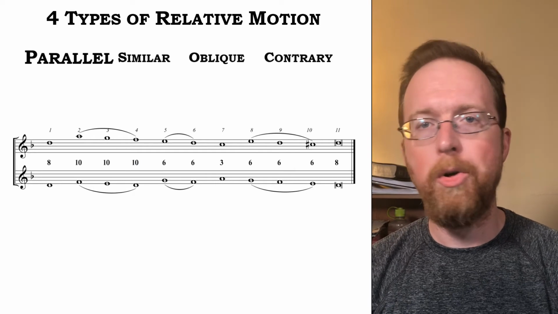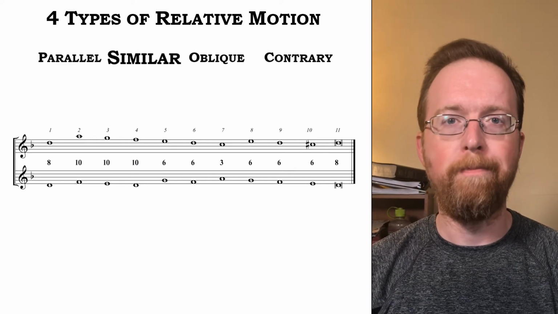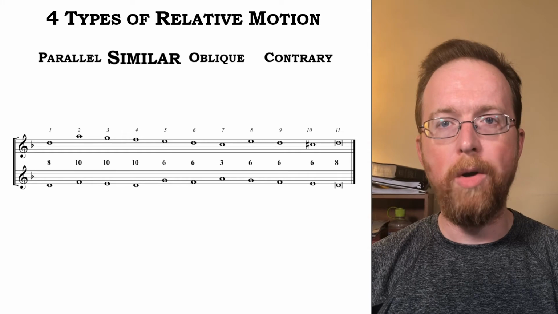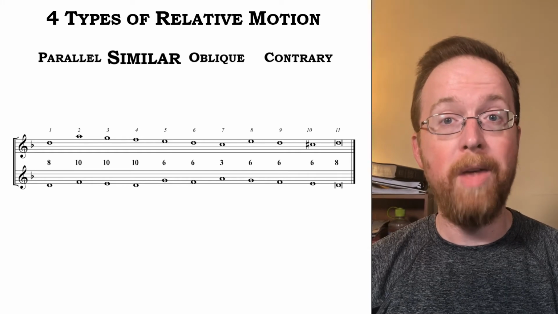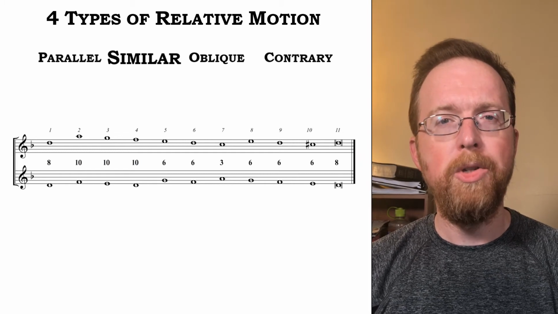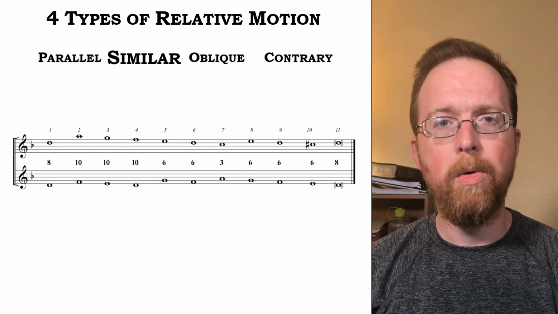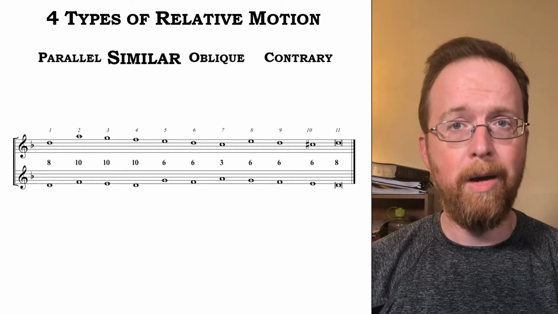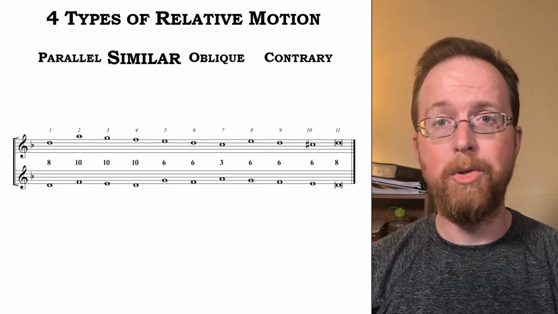The second type of motion is similar motion. In similar motion, the two voices move in the same direction without maintaining the same harmonic interval. Do you see anywhere the two voices are either both going up or both going down, but not moving in parallel motion?